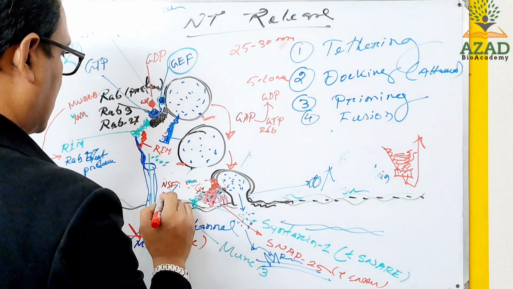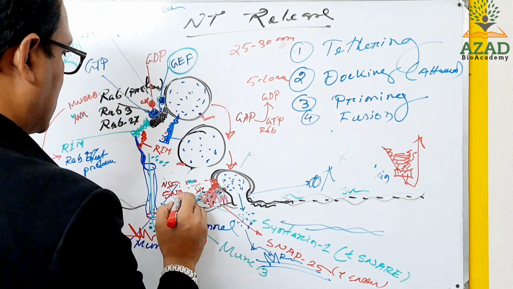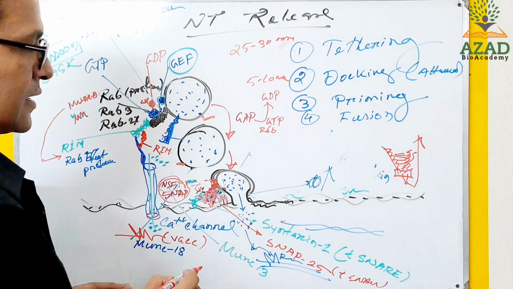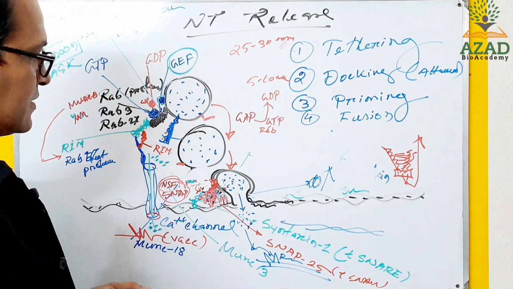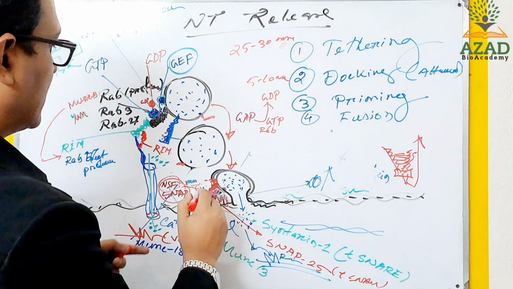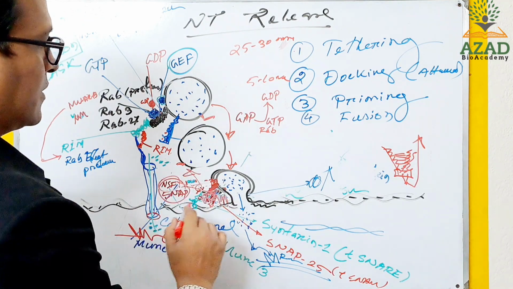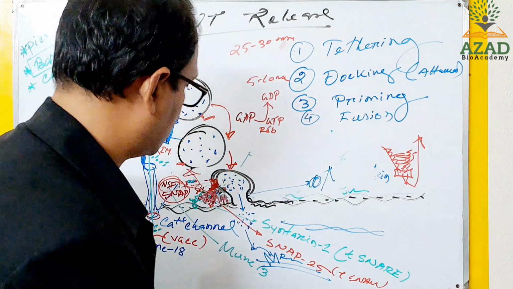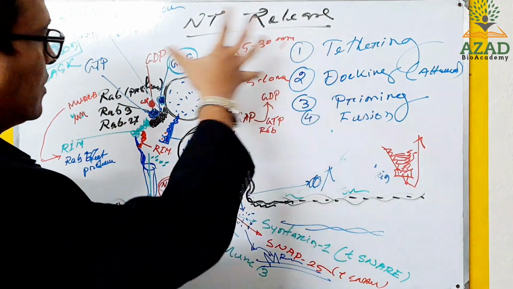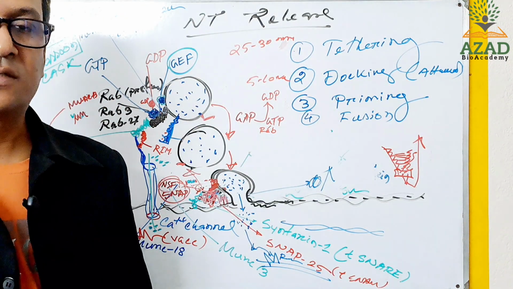Okay, and at that time, another thing, NSF and SNAP will make a complex. This NSF has an active ATPase activity, and it will detach the snare complex, and it will again recycle. So recycling is a different part, so I'll not go for this today. So this is all about the neurotransmitter release.